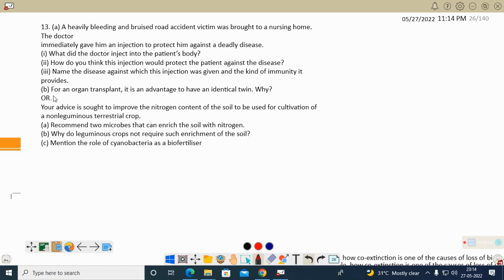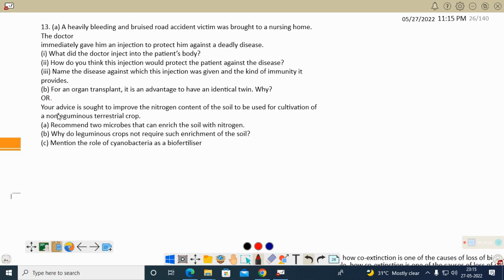And for an organ transplant, it is an advantage to have an identical twin. Why? Identical twins have an isograft, or a similar type of organ, because of the genetic similarity. So there is very little chance of rejection of the organ transplant, as they will be more compatible as compared to an unrelated individual. Okay, so this is the way we can answer this question.